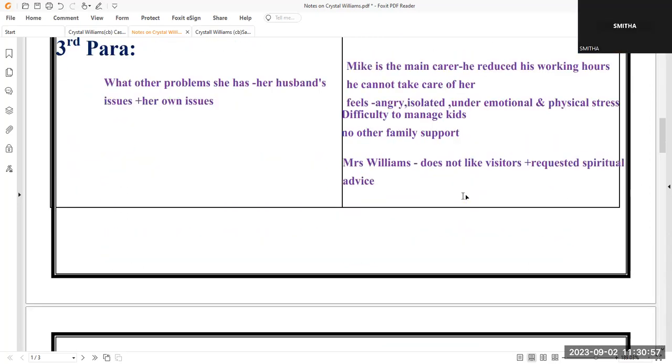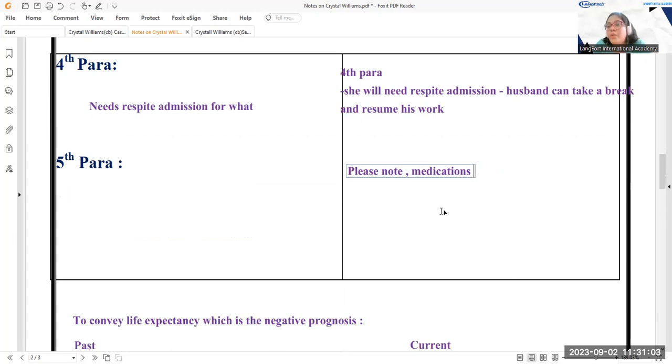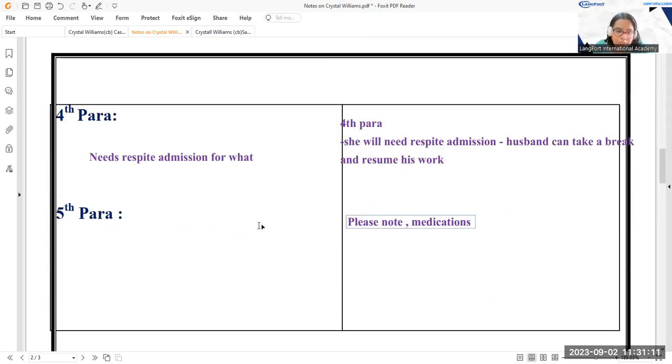So once we have written the problems and mentioned the purpose of the respite admission, then at the end you can highlight the medications. That would be better. But if you want to place the medication before, go ahead, not a problem. I don't disagree with Joe's. It's completely fine. Or in the fourth paragraph, you can say additionally, then mention the medication. That's also fine.